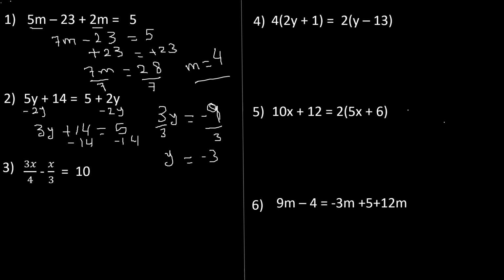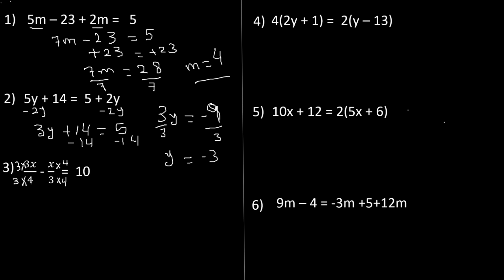In example number 3, 3x over 4 minus x over 3 equals 10. In this case, we have the variable on one side, but we have to remember how to add or subtract fractions, 3x over 4 and x over 3. We have to make a common denominator, but the easiest way is by multiplying this fraction by 3, and this fraction by 4.